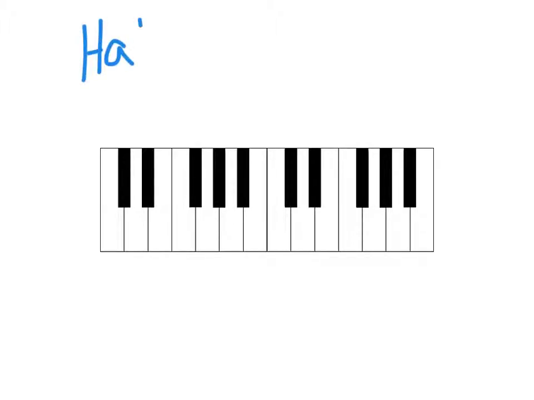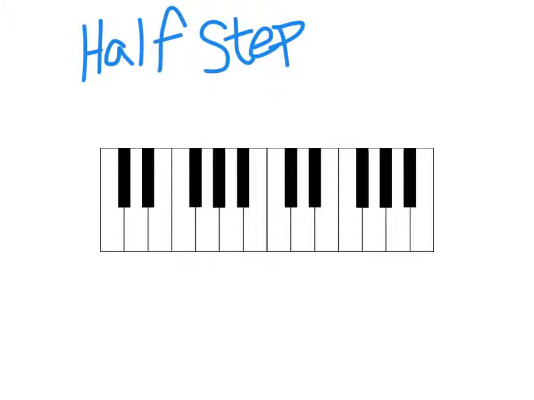On the back page of your theory lesson, you'll notice that they're talking about some items called half steps. Now, a half step is fairly simple. It's merely the distance from one key to the key directly next to it. So, for example, if I'm starting on this note right here, I know that a half step away is going to be directly next to it. It doesn't matter if the key is black or white.